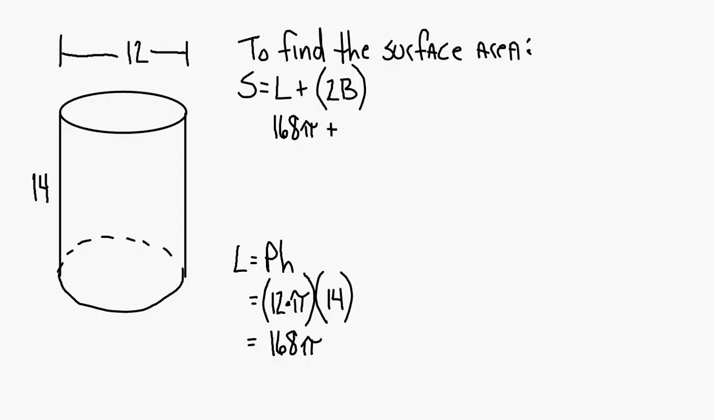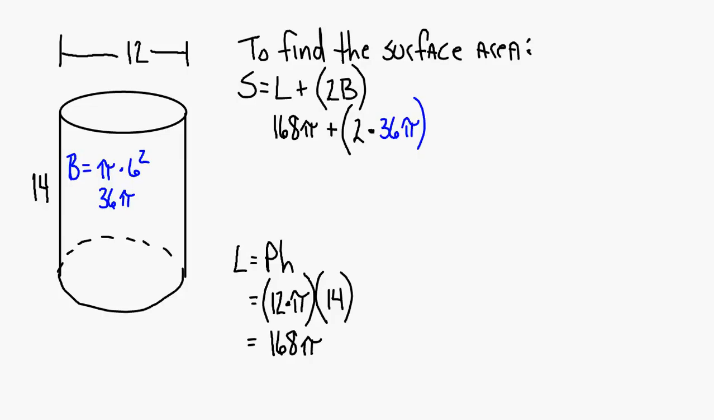And we're going to take plus 2 times big letter B. Big letter B stands for area of the base. What's the shape of the base? A circle. The formula for the area of a circle is pi times radius squared. So your big letter B is going to be equal to pi times 6 squared. Your big letter B is going to equal 36 pi. So big letter B over here is 36 pi. So now, finish this thing.